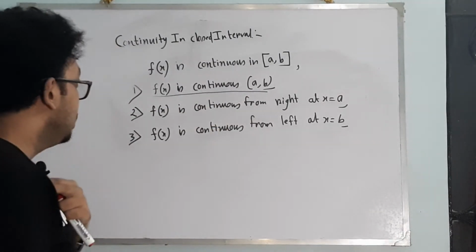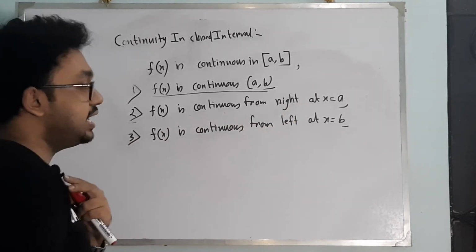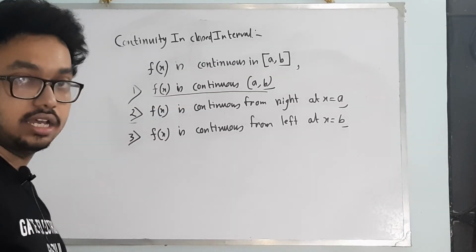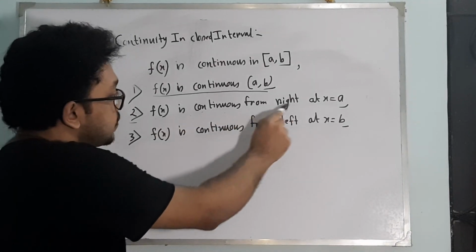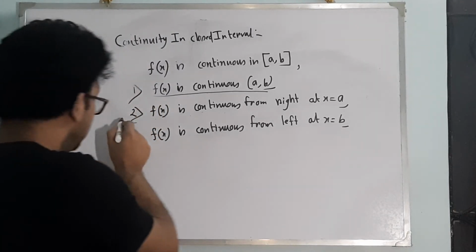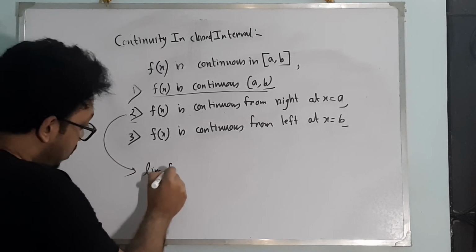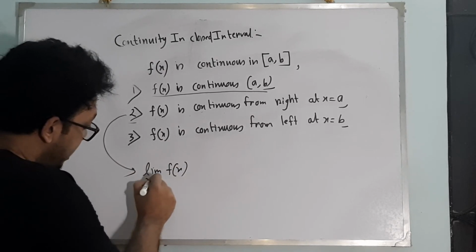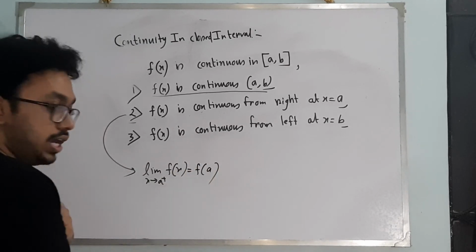Okay. Now come to the second point. f(x) has to be continuous from right at x equal to a. I already discussed the concept of continuity from right. f(x) is continuous from right at x equal to a. This means that the right hand limit for the function f(x) at x equal to a is same as f of a, right?